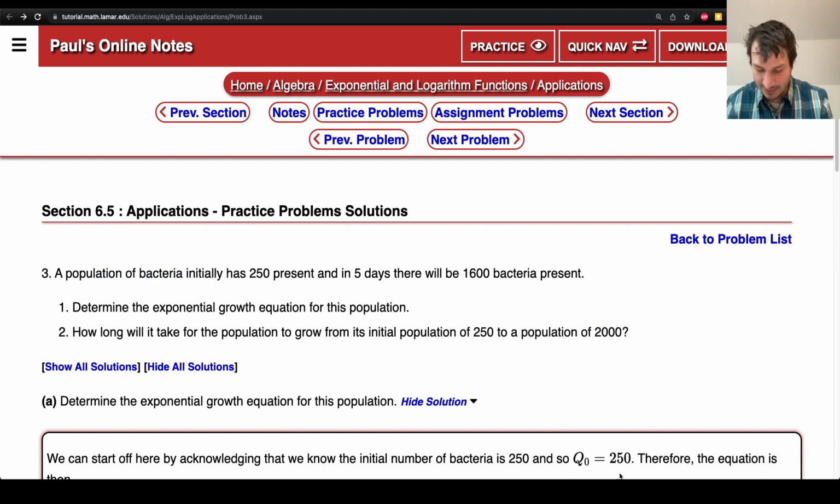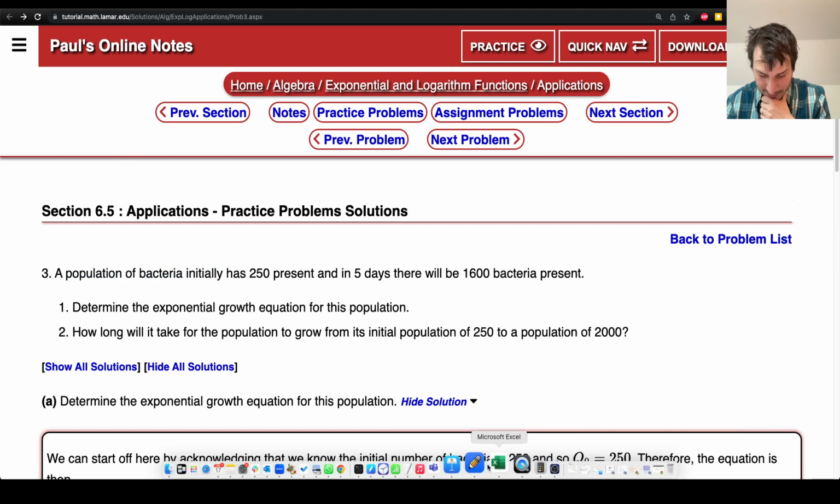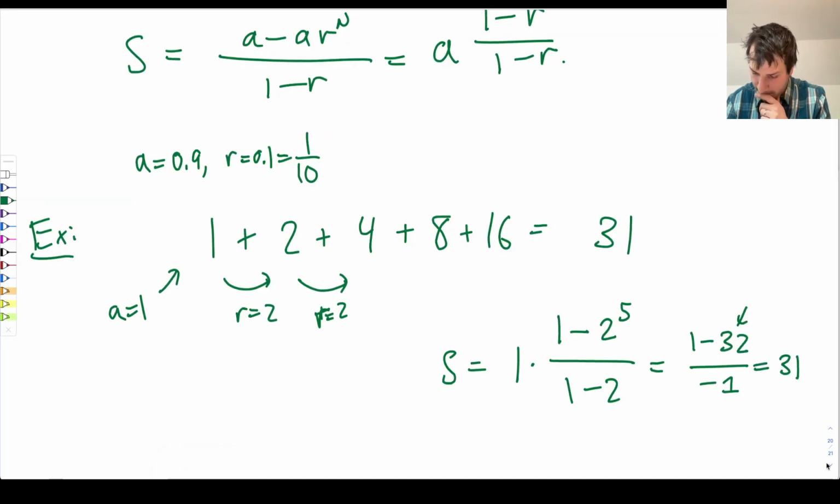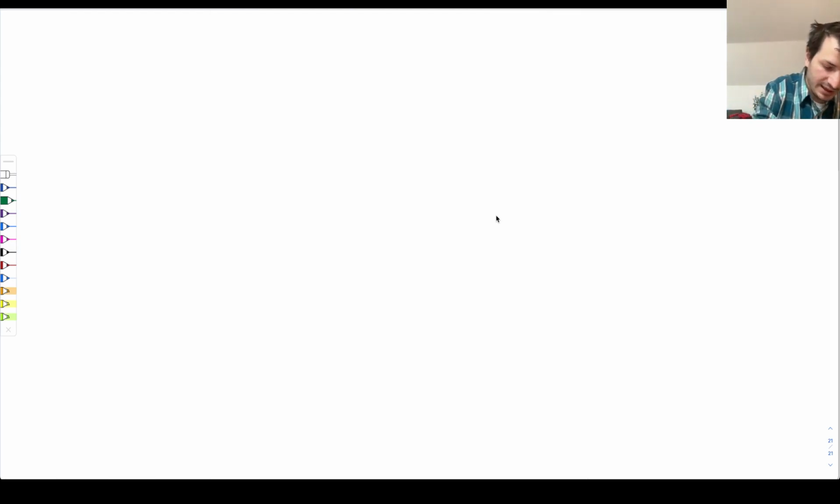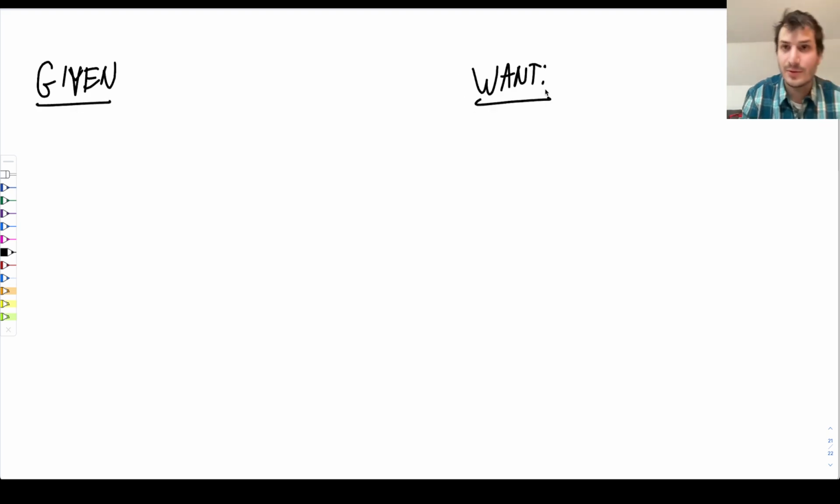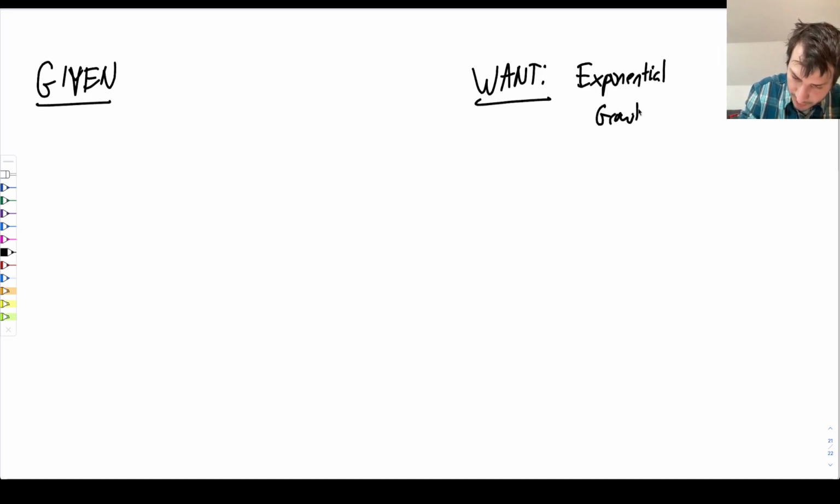So here's my attempt at the solution. I'm going to open up a little note. So what are we given, and what do we want? I remember what we want is the growth rate, the exponential growth rate k. That's what we want.